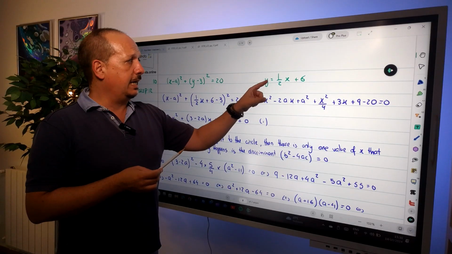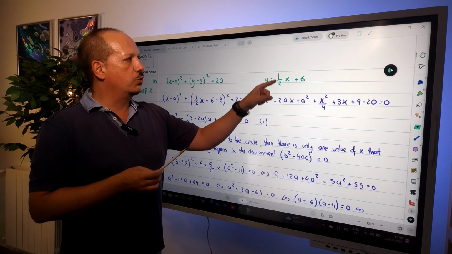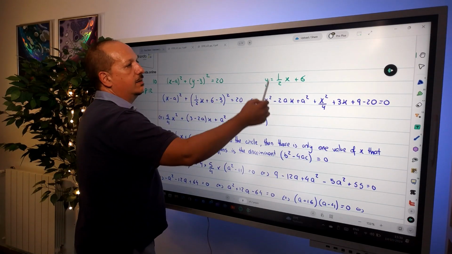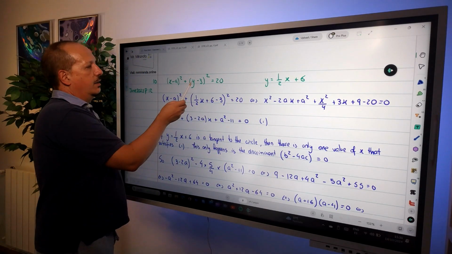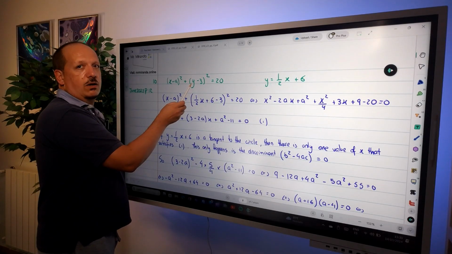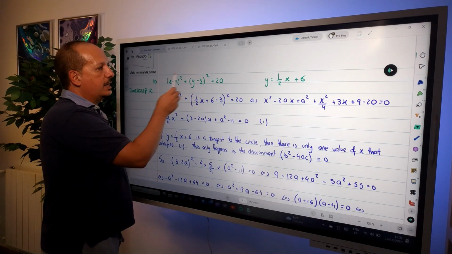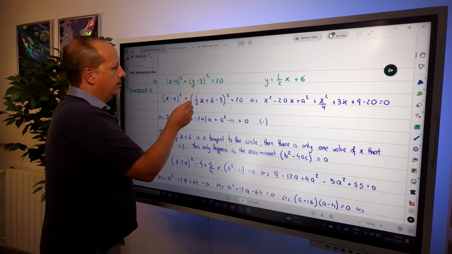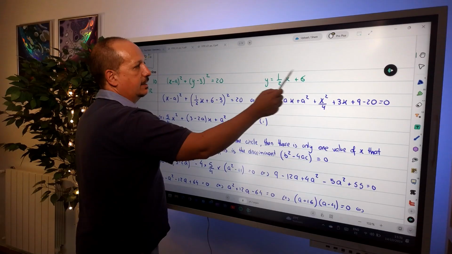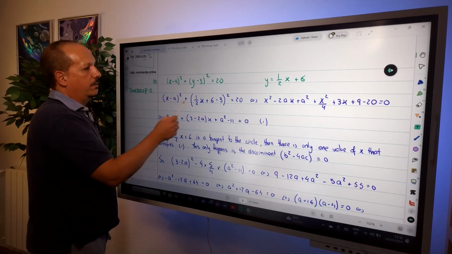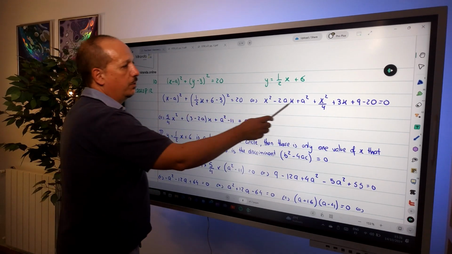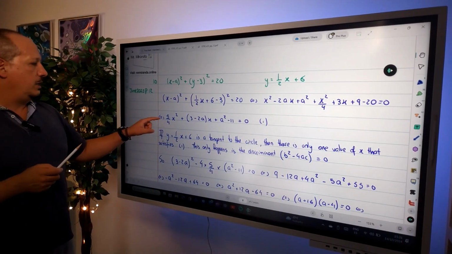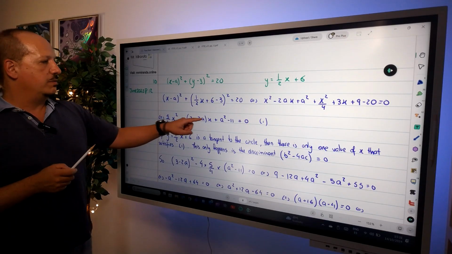You know that the line has equation y equals 1/2 of x plus 6. So if you just put this over here as y in the equation of the circle, you can solve it for x. That's what I did. Here, instead of y, I just write that down. I expand both, and eventually I get this equation.